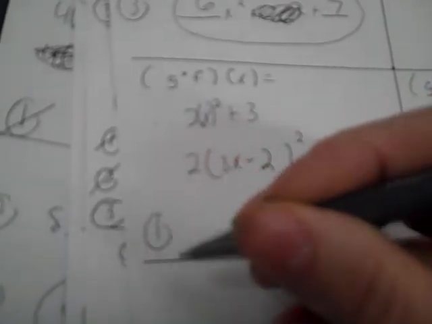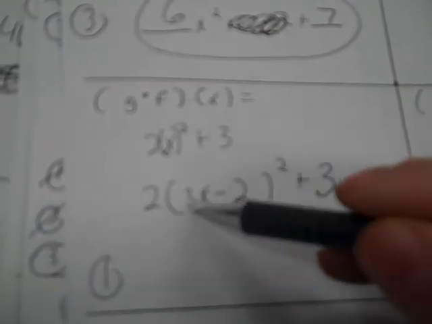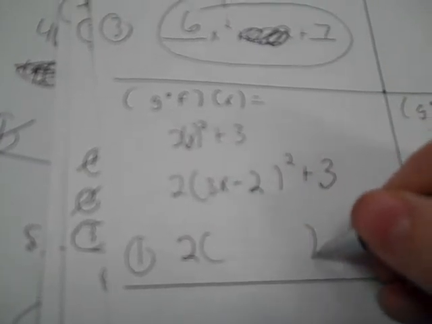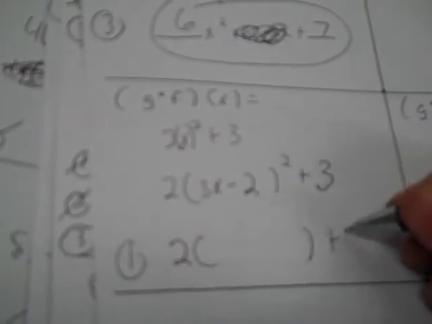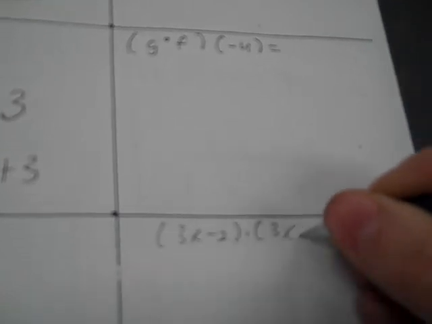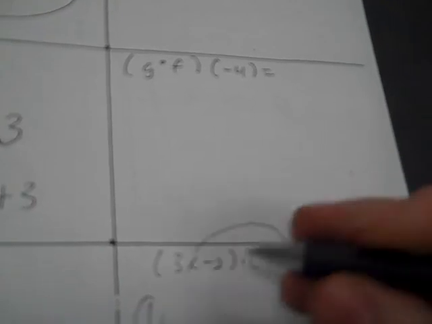Okay, now I'm ready to simplify. Okay, we have a power, and it belongs to the entire parentheses. So we make 2 with just an empty parentheses without a power, and then plus 3. Now I need to duplicate that binomial. So 3x minus 2 times 3x minus 2. We have to do step 1. So first I distribute 3x to 3x, 3x to negative 2, negative 2 to 3x, and then negative 2 to negative 2.